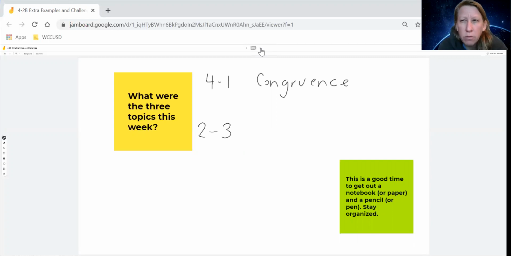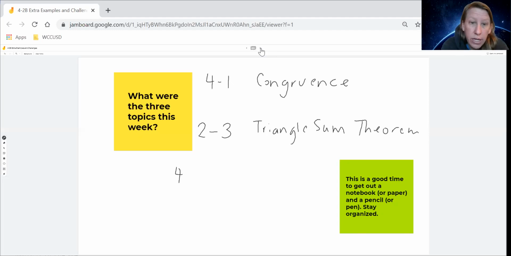Then we circled back to topic 2, section 3, where we talked about the triangle sum theorem, which was that the angles inside a triangle add up to 180 degrees. And then we talked about two types of triangles that are a little bit more special: isosceles and equilateral. And we did some math problems with those.